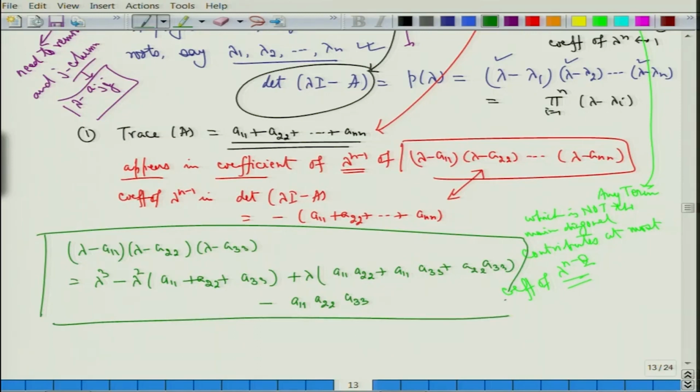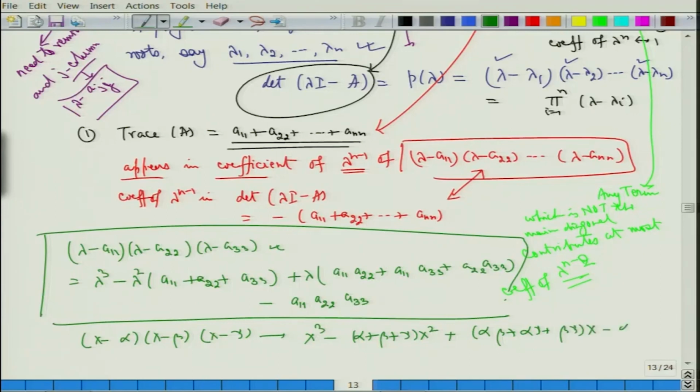So basically what we are saying is that for any polynomial, if alpha, beta, gamma are the roots, I should have written x minus alpha, x minus beta, x minus gamma, then this corresponds to x cube minus alpha plus beta plus gamma times x square, plus alpha beta plus alpha gamma plus beta gamma times x, minus alpha beta gamma. This is what we are writing here, nothing else.